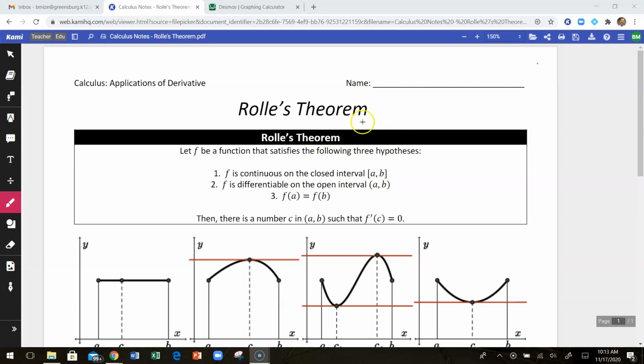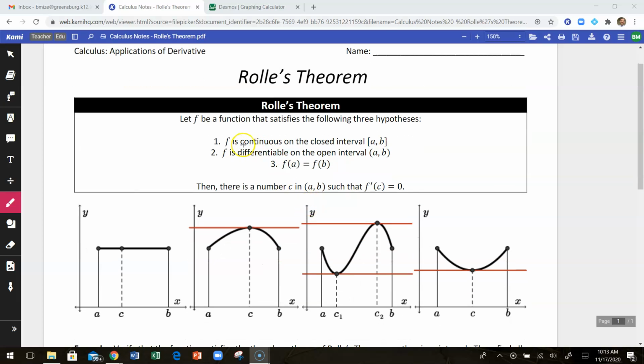In this video we are going to discuss a theorem that is an application of derivatives, and that is called Rolle's theorem. In order for Rolle's theorem to apply to a function, three conditions have to be met. If all three of those conditions are met, then the conclusion will be true.